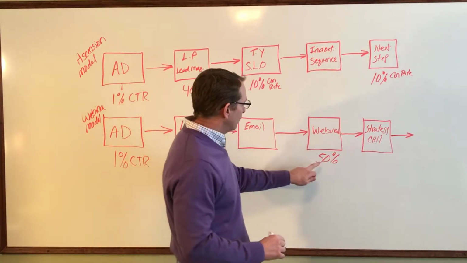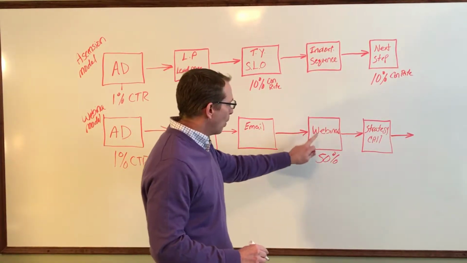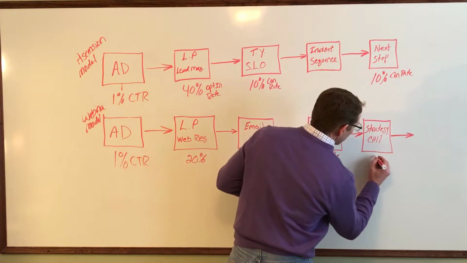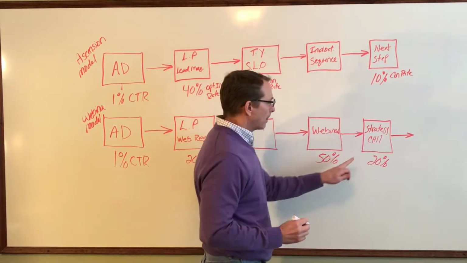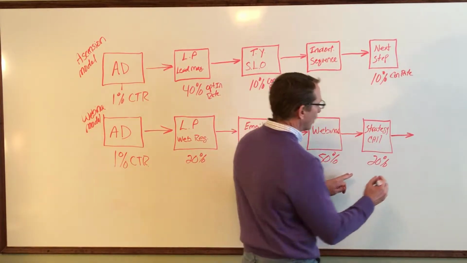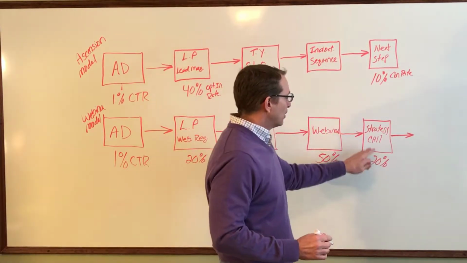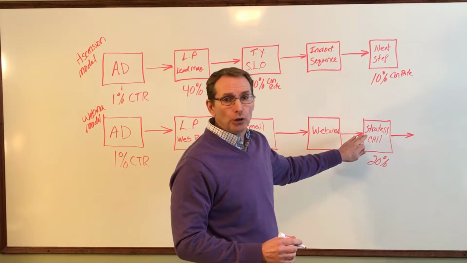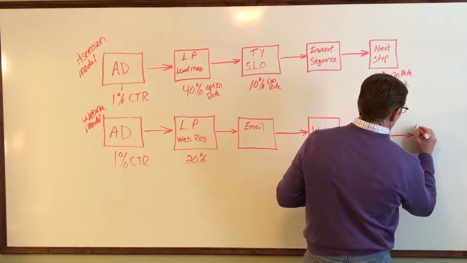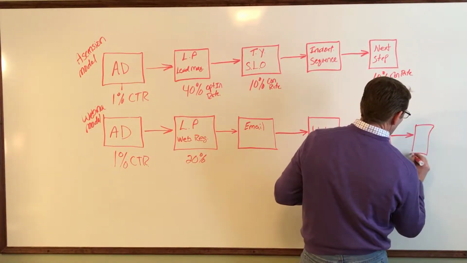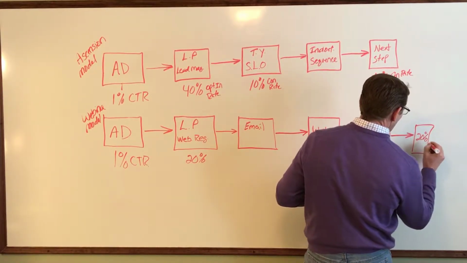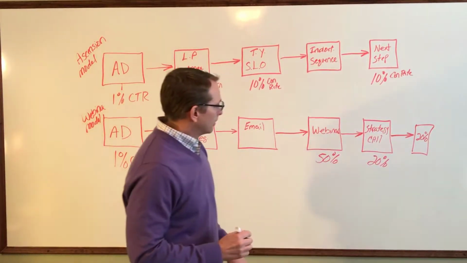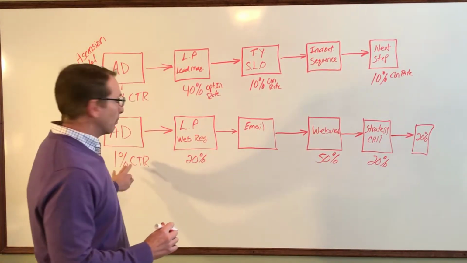Out of the 50% of the people who watch the webinar, 20% of those people are going to get on a call with you. These are the numbers you're striving for. And then out of the 20% of the people who get on a strategy call with you, you're going to convert 20% of those. So these are real numbers.